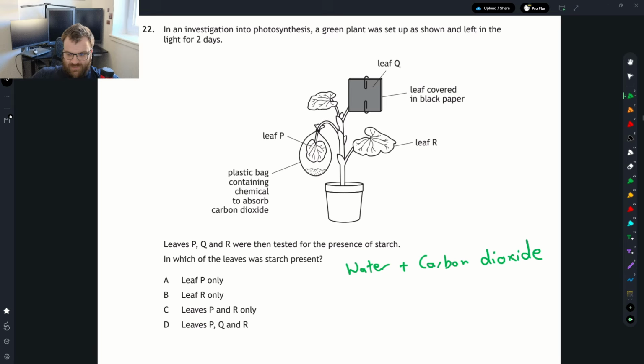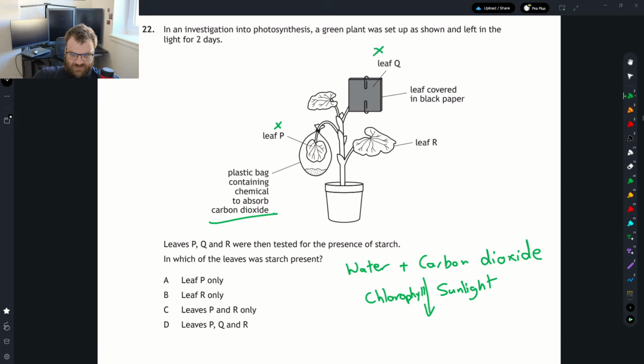And we're going to need chlorophyll in the chloroplasts to absorb the sunlight or light. Right, let's go through them then. So P, what's wrong with P? P has no carbon dioxide. P would not photosynthesize. Q has no light because it's covered in black paper.